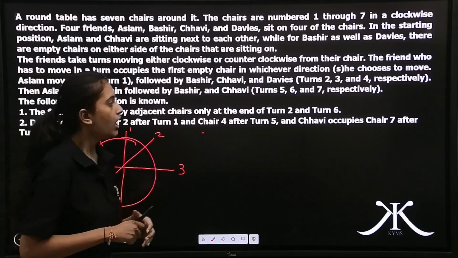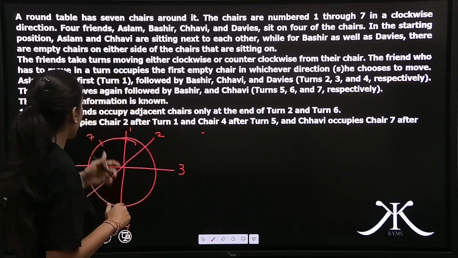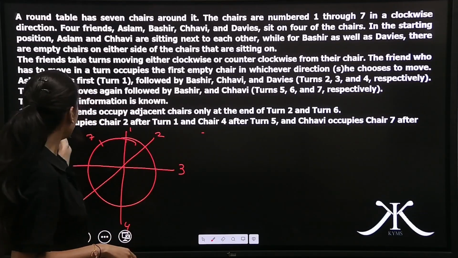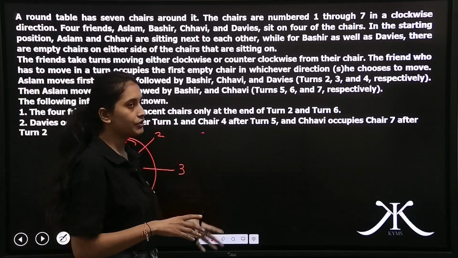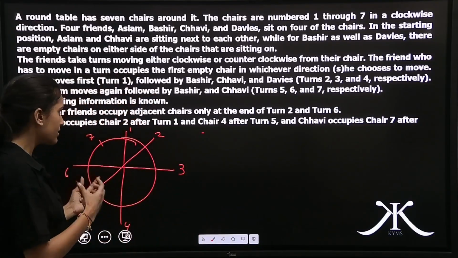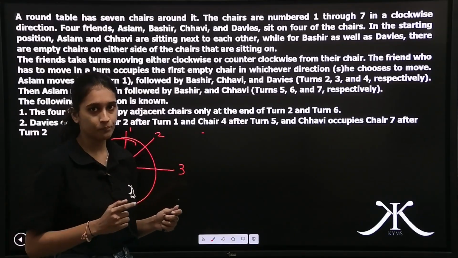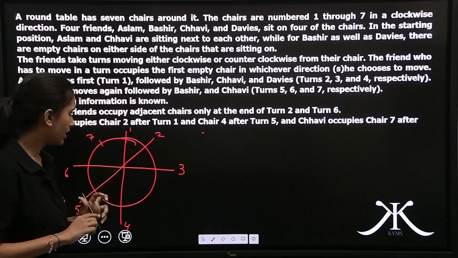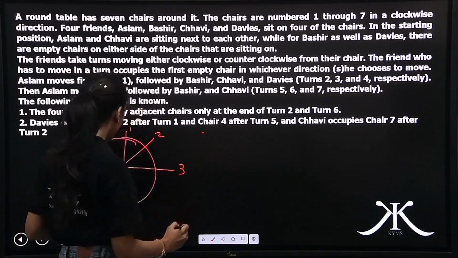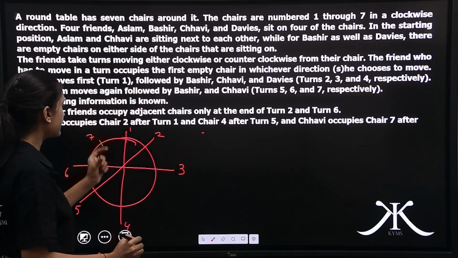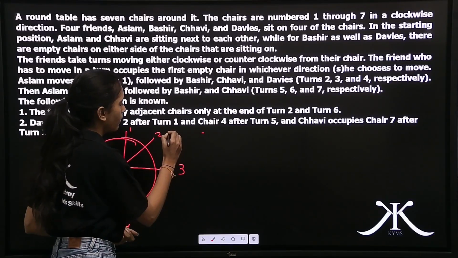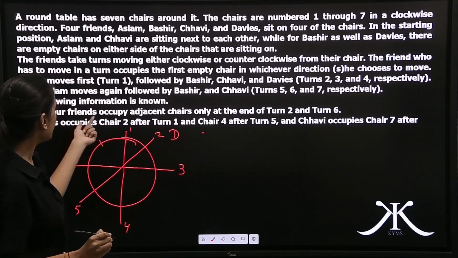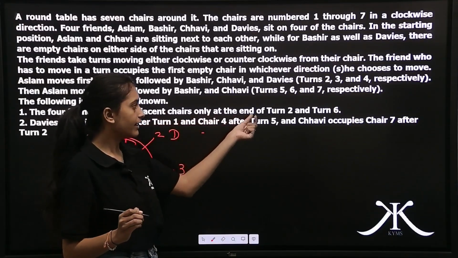2. Okay. So, we are told that in turn 1 only A will move. And here D occupies chair 2 after turn 1. It means from the starting D is sitting on chair 2 only, because in turn 1 only A is moving, D's position will be the same. Okay. So, in the starting, D is sitting on chair 2.